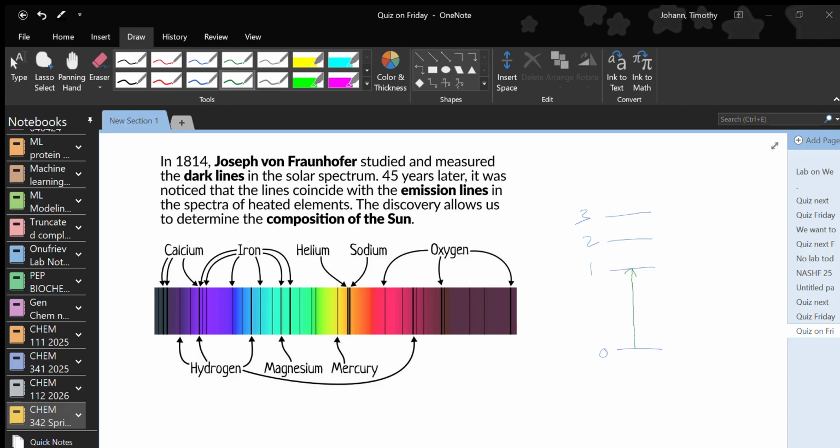Yes? How did you say, you pointed at like one line and you said it was like the lowest energy. How did you determine that? How did I determine that's the lowest energy? Yeah. I'm making an assumption without having, maybe I should read up about this more.